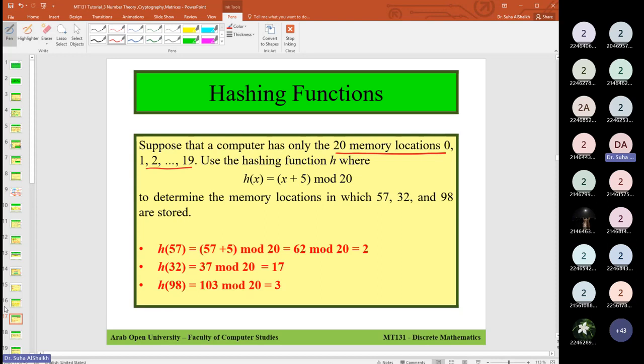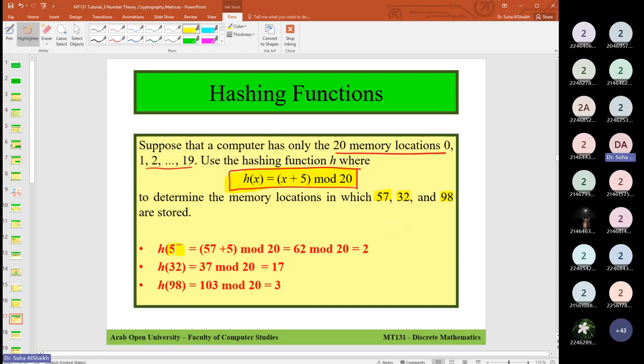Now I have the memory locations in the computer numbered from 0 to 19, and the hashing function in this case will be h of x equal to x plus 5 mod 20. Okay? So this is the function. And the mod here will be mod 20, meaning the remainder of division by 20, like there it was mod 26, the remainder of division by 26, because I had 26 letters. Here it is mod 20 because I have 20 memory locations. So the question is: find the memory location of 57, of 32 and of 98.